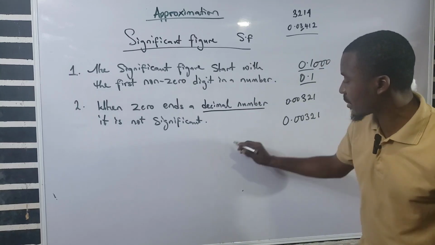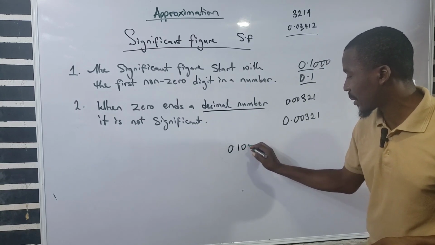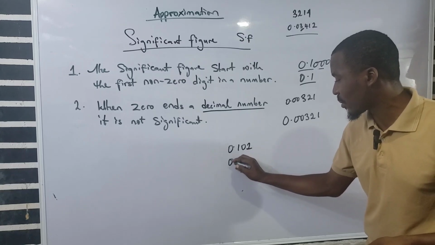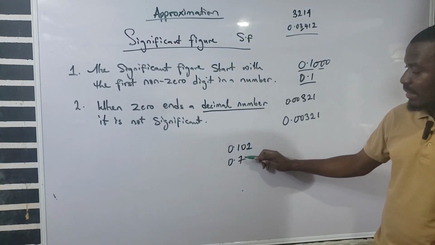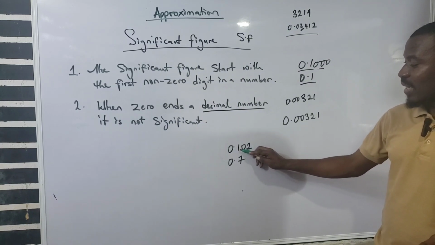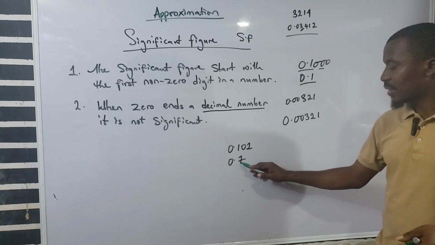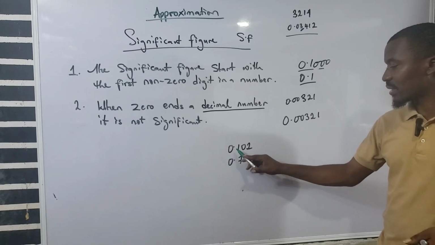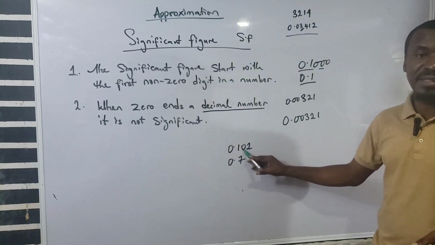Okay, let me write this: 0.10 and, let's say, 102 and 0.7. And you see a student telling you that this one is bigger than this. No, because in as much as it looks as if it is 102, no, that's 0.102 and this one is 0.7. Of course, the first digit here is 1, the first digit here is 7, making this one greater than this.